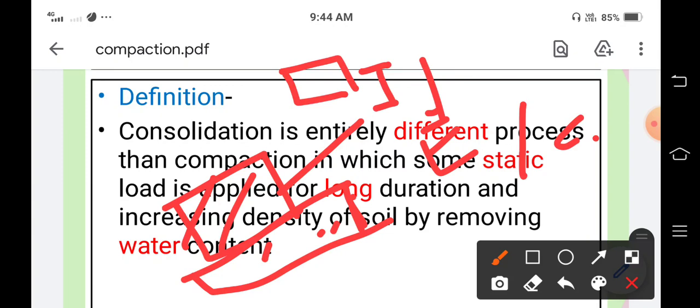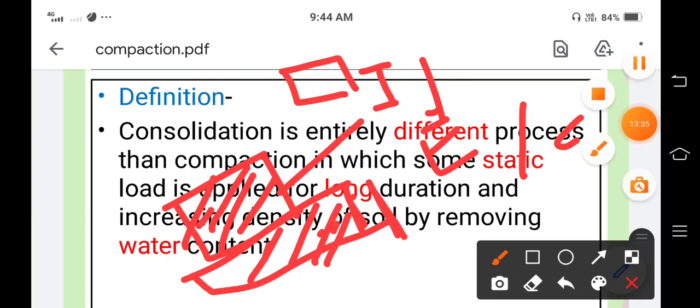So what is meant by the elastic settlement? In the elastic settlement, after construction of any structure, or we can say the building, the soil below this strata immediately starts to settle downward after construction of the structure. That is called elastic settlement, or we can call it immediate settlement, okay.